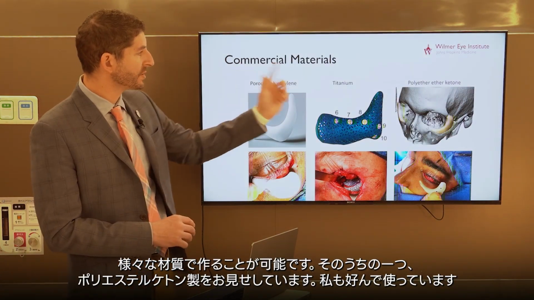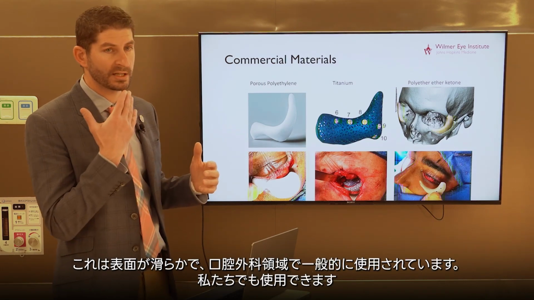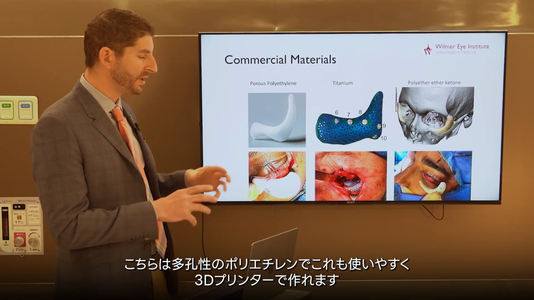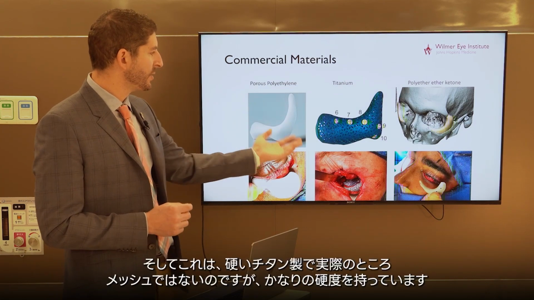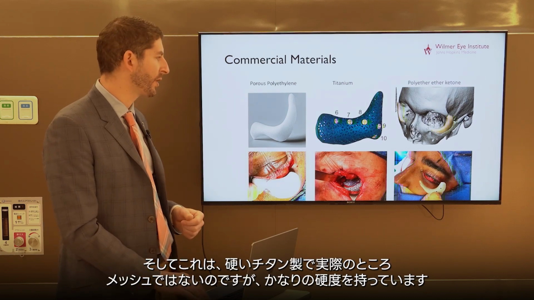You can do this with a variety of different materials. I just showed you one that was polyether ketone, which is one of my favorites. It's pretty common in dental surgery. We can also use porous polyethylene. This is a prefabricated one, but these can be custom printed as well. And then you have rigid body titanium, which is not just a mesh, it's actually a pretty firm grid.